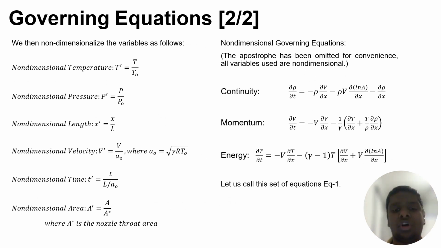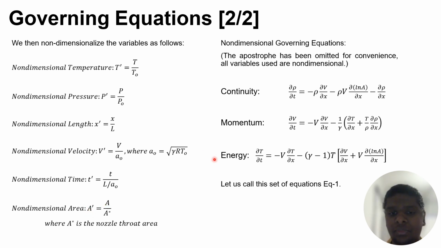So now we will also non-dimensionalize the variables to make the problem a bit more flexible for all design cases. So we divide the pressure and temperature by the values of the pressure and temperature at the reservoir. And for the length, the x dimension, we divide it by the length to make it non-dimensional. The velocity has been non-dimensionalized by dividing it by the reservoir speed of sound. And similarly with time, and note that the area has been non-dimensionalized by dividing it by the throat area, not the reservoir area.